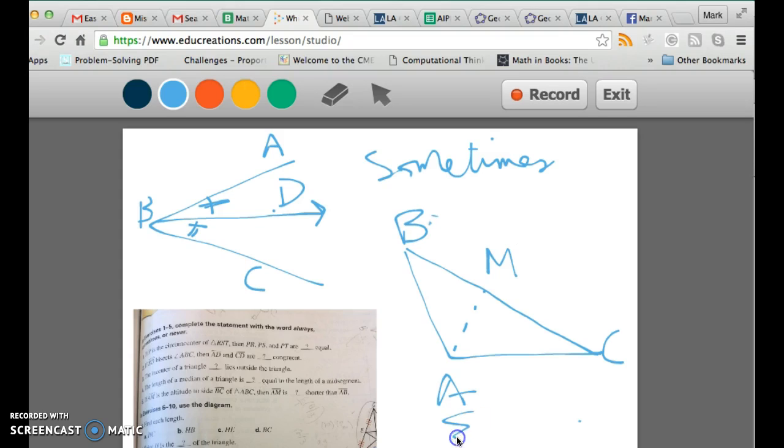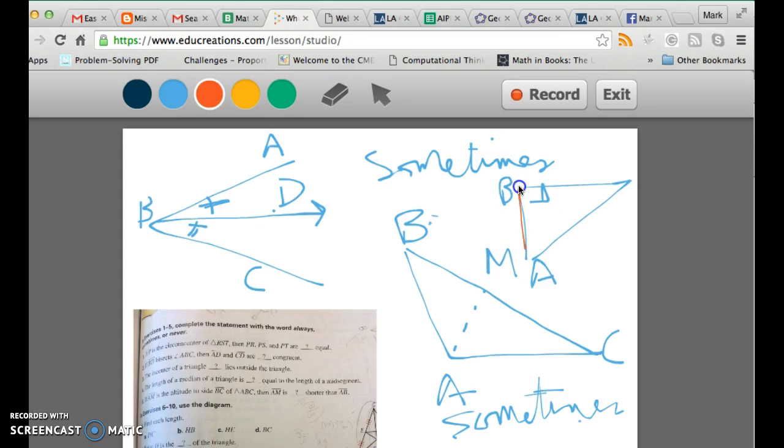So sometimes, I guess, because if it's a right triangle, like this, then AB is the leg, and the altitude runs right along the leg. They're the same thing. The altitude is perpendicular because it's a right angle. So my answer would be sometimes. All right.